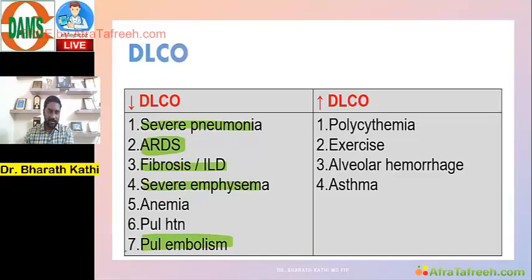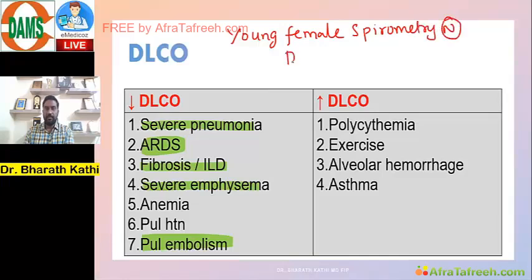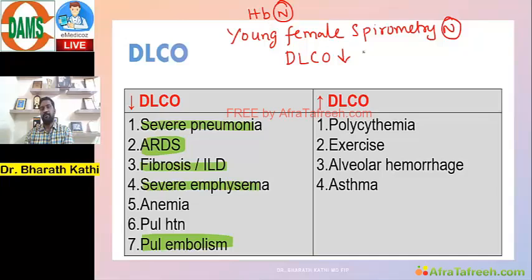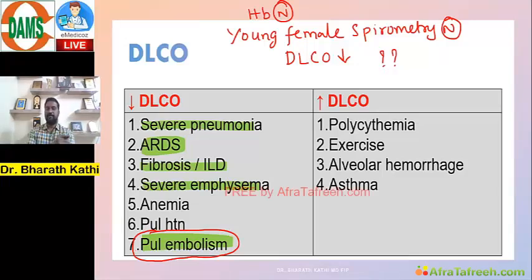There was a young female, a clinical scenario based question. Her spirometry values were normal, but DLCO was decreased. They also mention her hemoglobin is normal. What might be the probable diagnosis? Normal spirometry with diminished DLCO, one possibility can be pulmonary embolism. This is a frequently asked clinical scenario with respect to DLCO.